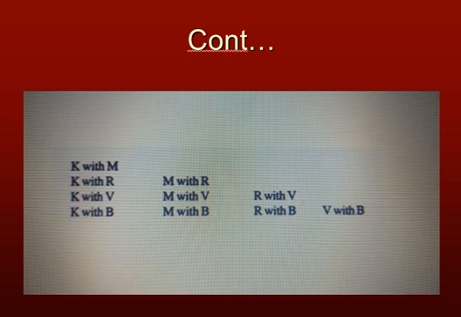Okay, so this is also an example of paired comparisons in which we see that we are comparing K with M, then K with R, then K with V, then K with B. Similarly, M with R, M with V, M with B, then R with V and R with B, and then we are also comparing V with B. So in this case, we are comparing each member with another member.